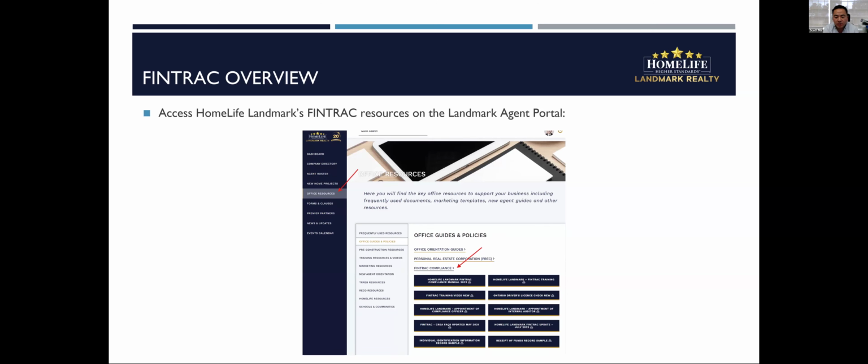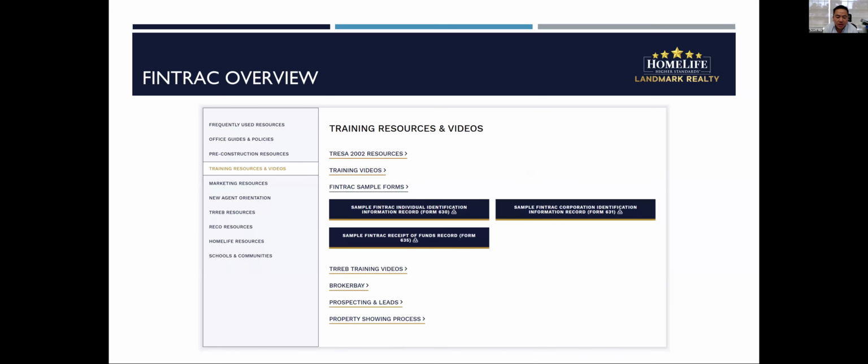This just shows you where you can easily access our Fintrac resources. On the agent portal, under Office Resources, and then if you go to Office Guides and Policies, you'll see we have a separate tab for Fintrac compliance. So we have our Fintrac compliance manual here. We have a link to our Fintrac training videos and a couple of other Fintrac documents that it's always good to have on hand. We also have sample Fintrac ID forms and receipt of funds records.